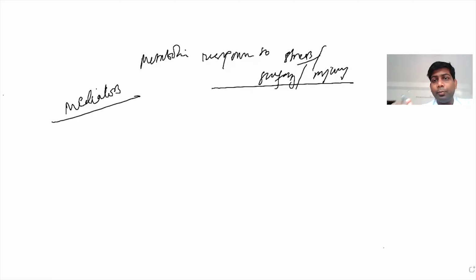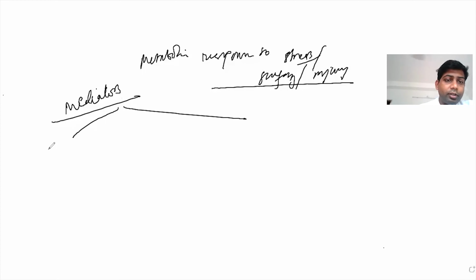We are going to talk about the metabolic response to stress or surgery or injury. Whenever a patient undergoes injury or some kind of surgery, there are some changes which occur in the body. Now, what are the mediators of these changes? The mediators of these changes are basically two.